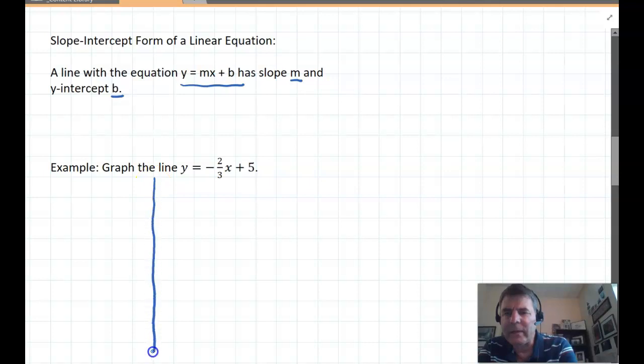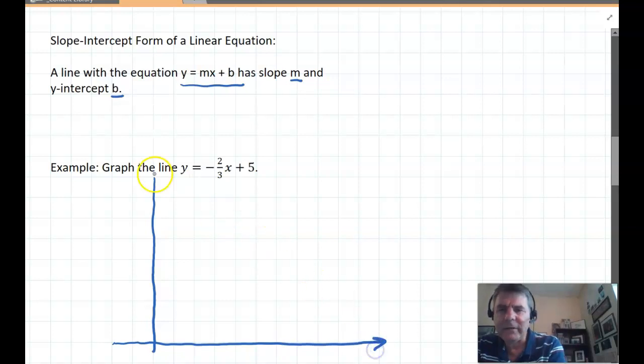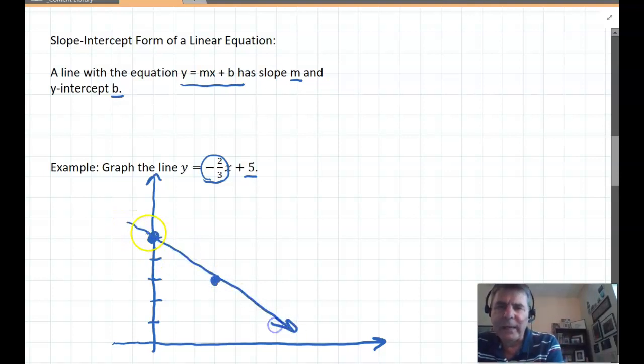Okay. So I'm going to start by plotting my y-intercept, which is 5. 1, 2, 3, 4, 5. There's my y-intercept. And this tells me what direction to go in. I'm going to go down 2 and over 3 because it has a -2/3 slope. So I'm going to go down 2 over 3, and there's my new point for my line. And I could just keep generating points by just going down 2 over 3, down 2 over 3.